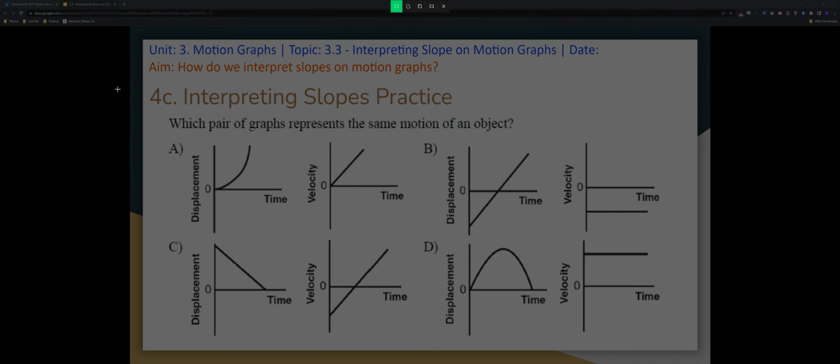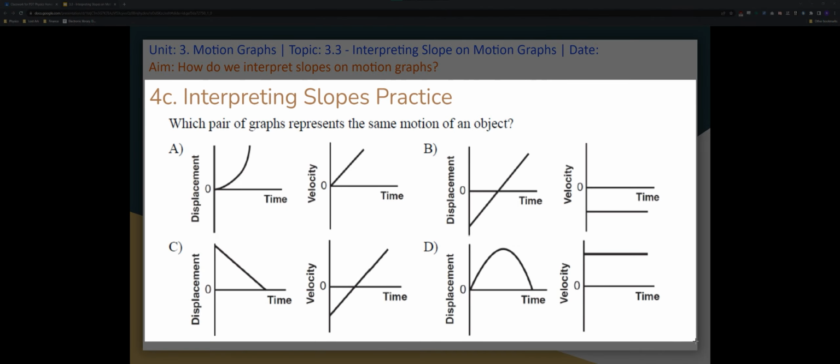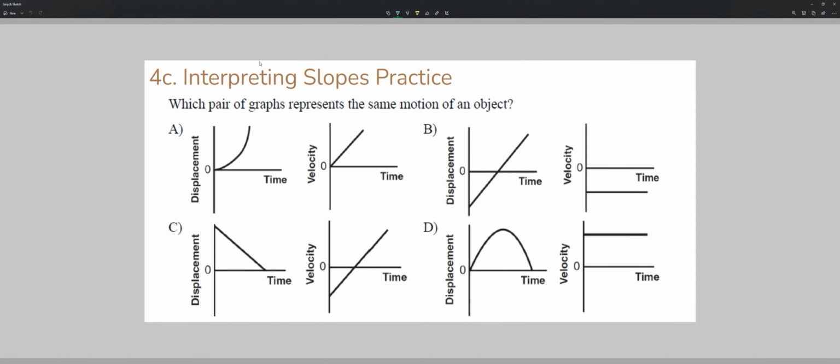Which graphs represent the same type of motion? So we're going back to this. A is saying that your object is accelerating, because you see that curve. And here, the velocity time graph is saying that you have a constant slope, which means you have a constant acceleration. So already right off the bat, it seems like A is the correct answer.